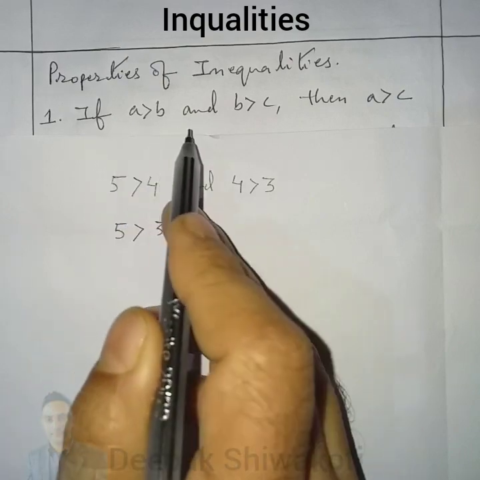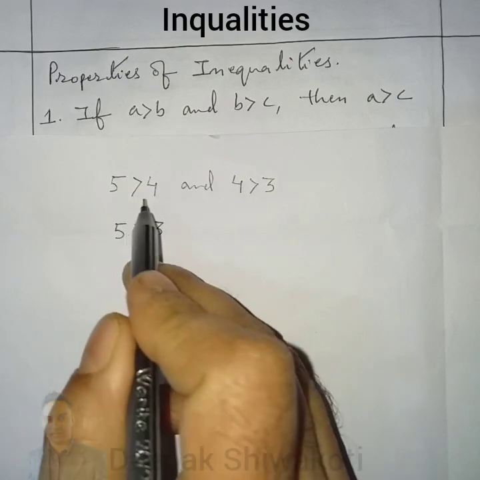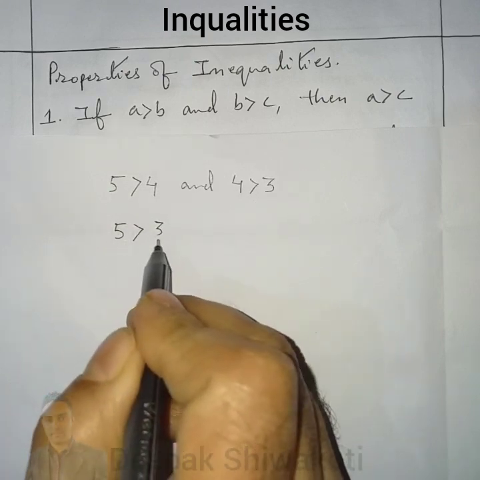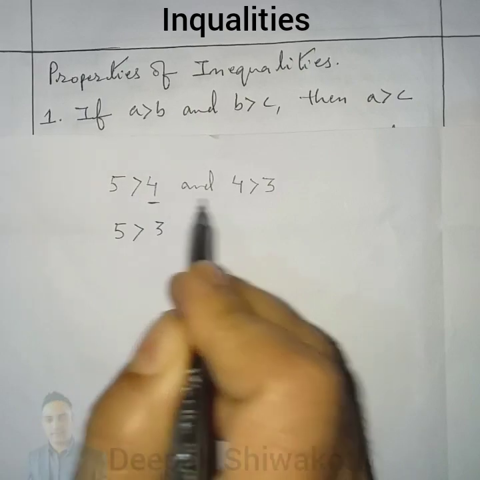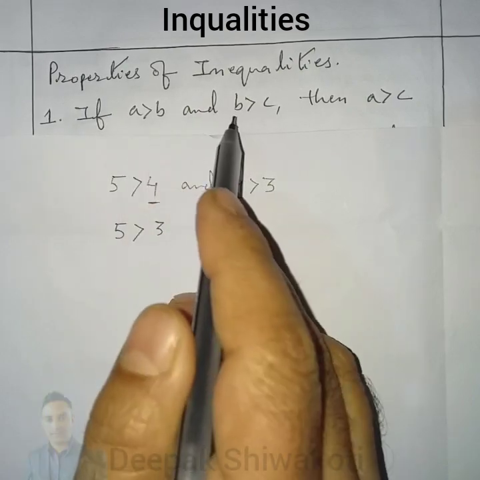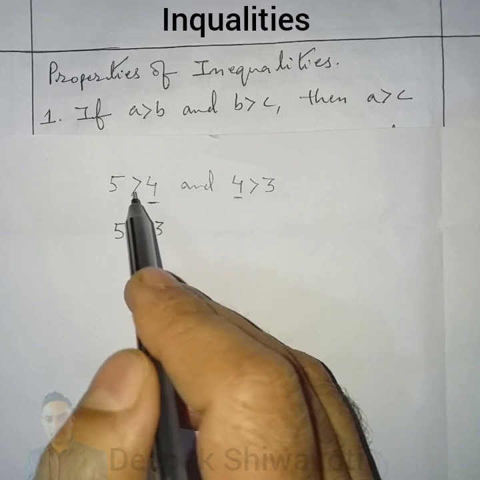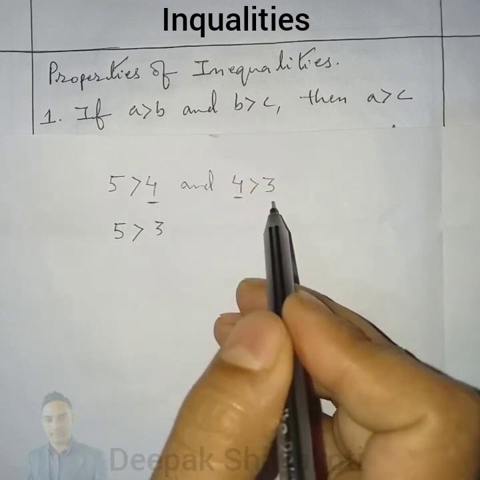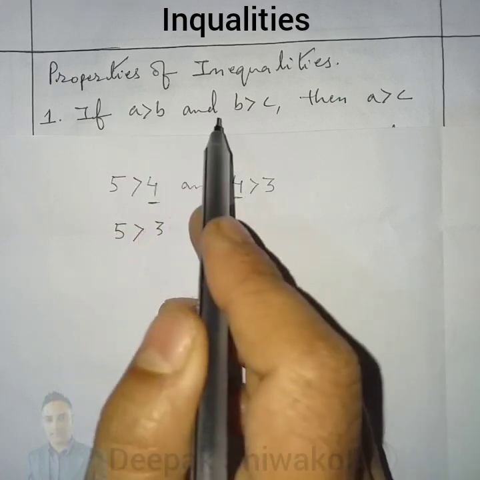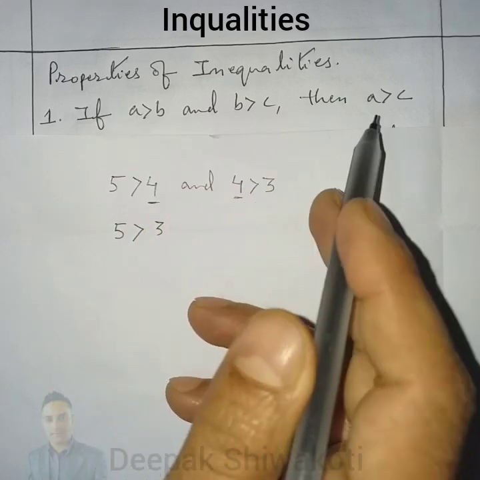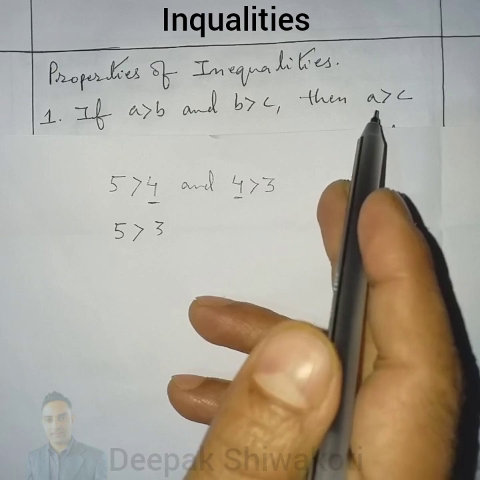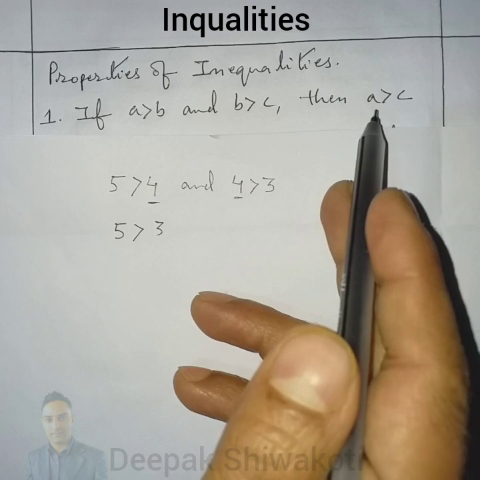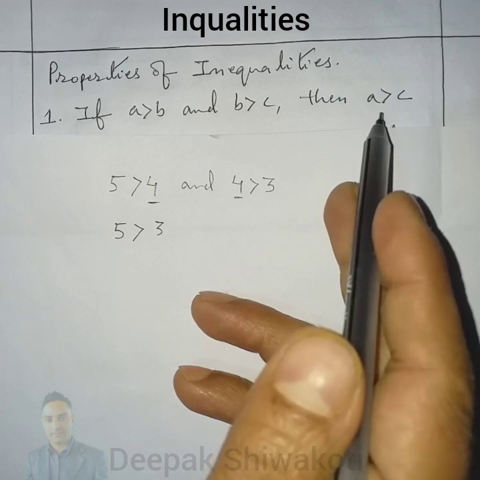This property says like this only: 5 is greater than 4 and 4 is greater than 3, then 5 is greater than 3. This 4 is the b here in the statements, a is 5 and c is 3. So if a is greater than b and b is greater than c, then a is greater than c. If these two statements are true, then this statement is also true.